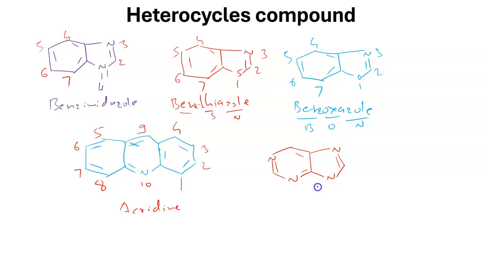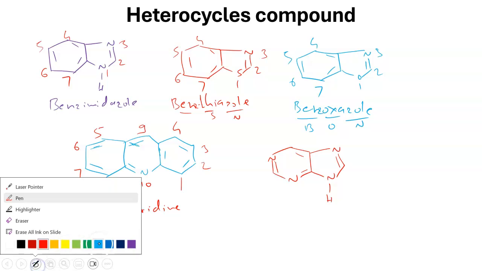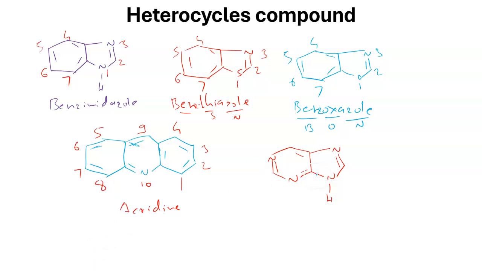Next is the numbering. In this case, numbering starts from the nitrogen, but not from this nitrogen which is containing hydrogen. Usually we have seen in heterocycles, it is one of the exceptions because it contains nucleotides and nucleosides, and also it contains an amino group. So that is the reason numbering does not start from this nitrogen. But overall, you just understand from where the numbering will start.